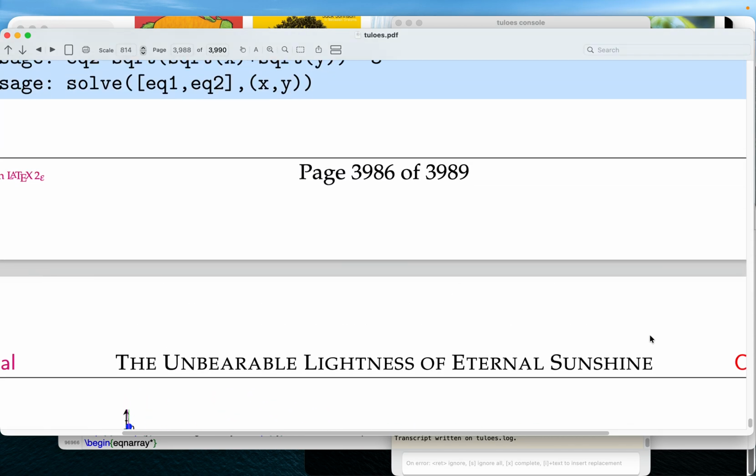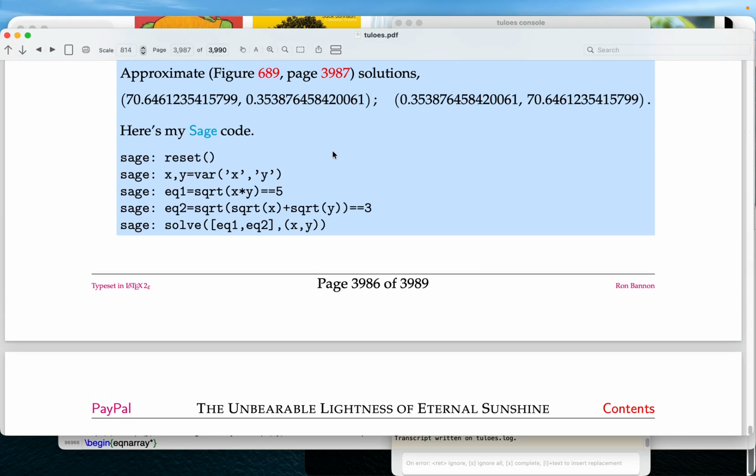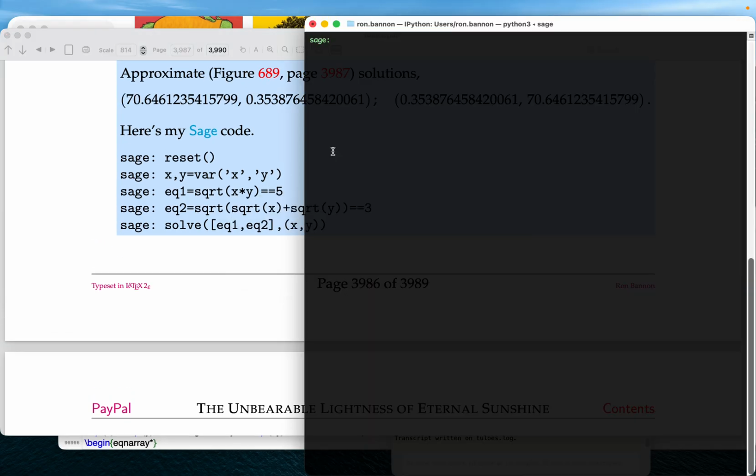What I want to do is go to Sage to check my work. I'm in Sage now. I'm going to type reset. Next, I'm going to define the variables x and y. The next thing I'm going to do is type in equation 1. And equation 1 is the square root of xy equals 5.